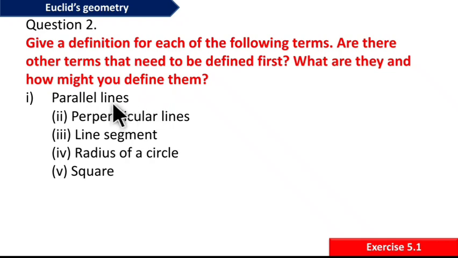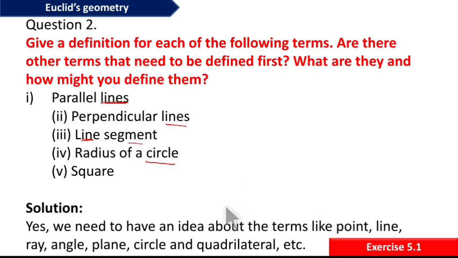See here, we have parallel lines. Before writing the definition of parallel lines, we should know what a line is, right? And here also we should know what a line is. Here we should know what a line and a segment are. Here we should know what a circle is. For a square, before writing the definition of square, we should know what a quadrilateral is, right? Before defining these terms, we should know some other terms: point, line, ray, angle, plane, circle, quadrilateral, and some more.